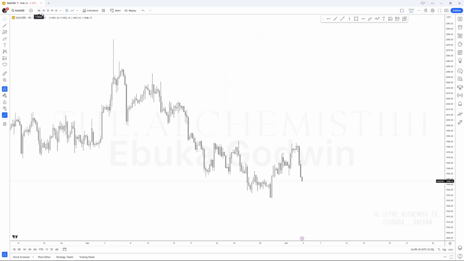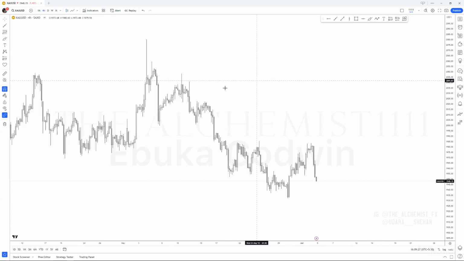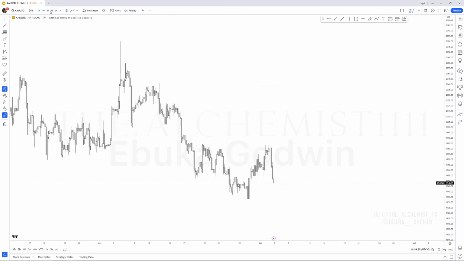and the H1. Now remember, monthly, weekly, and the daily time frame. These three time frames will be the time frames that we're using for direction. So for direction, these are the 3 time frames that we use. And then the H4 and the H1 will be for confirmation entries.